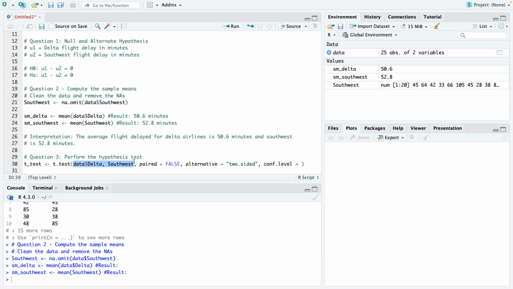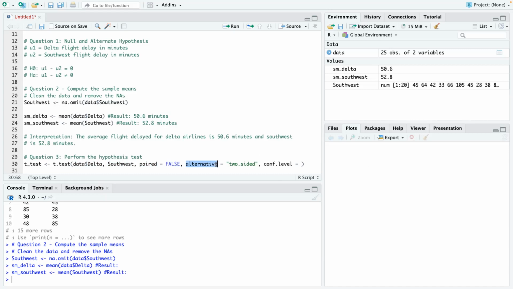Your first sample and your second sample, or your mu1 and mu2, right? You have to state them out. And then you have to state if it's paired or unpaired. If it's paired, you say it's true, which means it's a matched sample. If it's unpaired, you say false. Basically, the samples are independent.